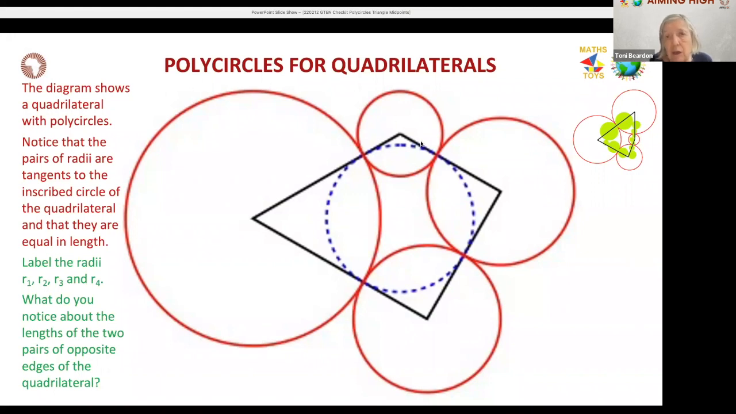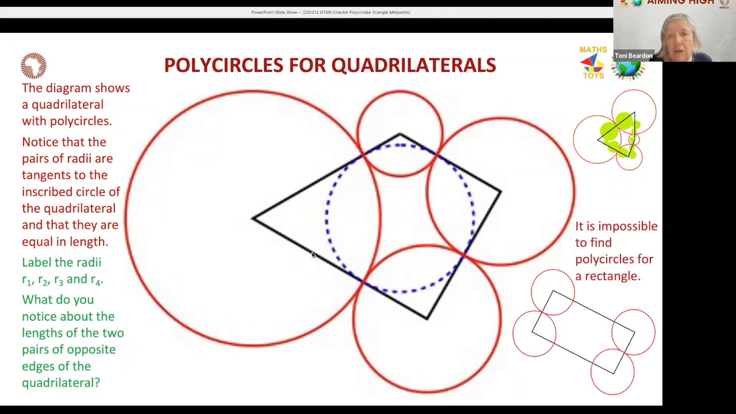So here you've got R1 plus R2, and here you've got R2 plus R3 along this edge, and here you've got R3 plus R4 along that edge, and along this edge you've got R4 plus R1. And so what about the sum of that length, and can you see my cursor, and the length of the opposite edge of the quadrilateral?